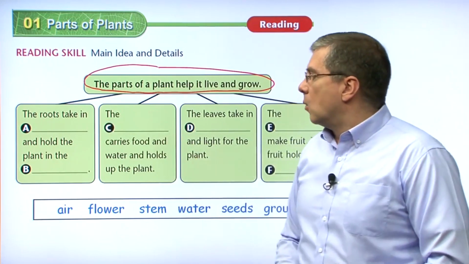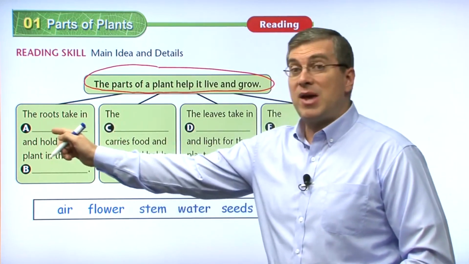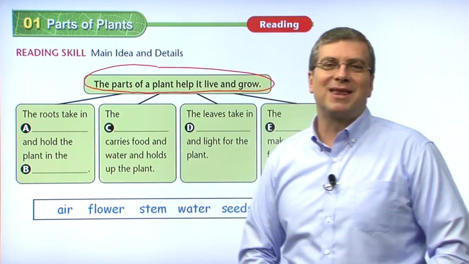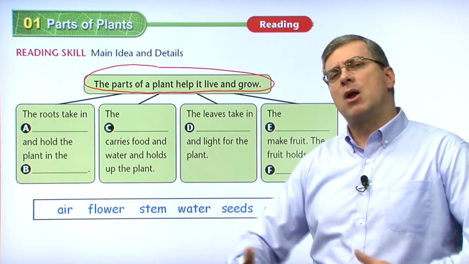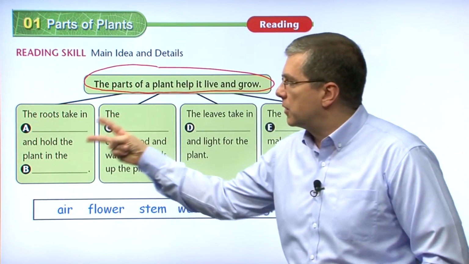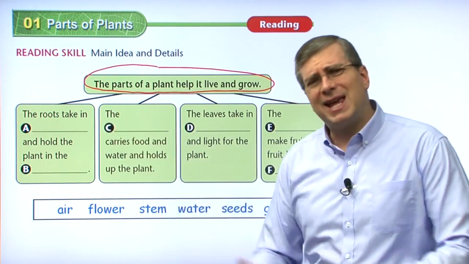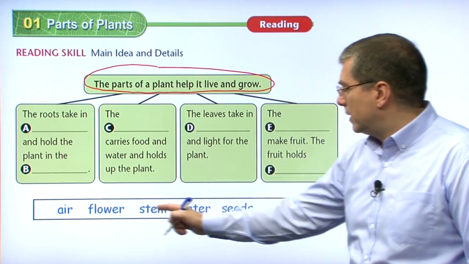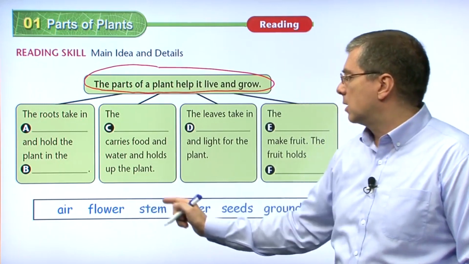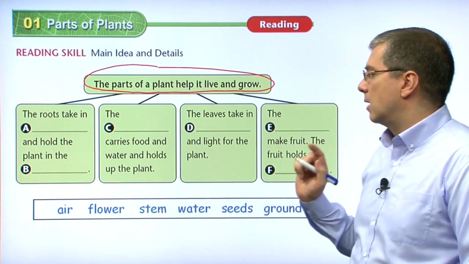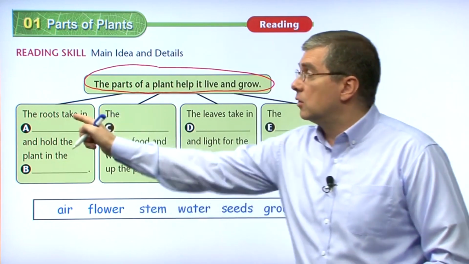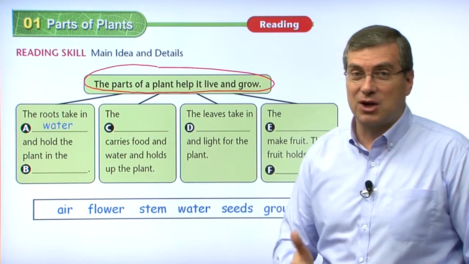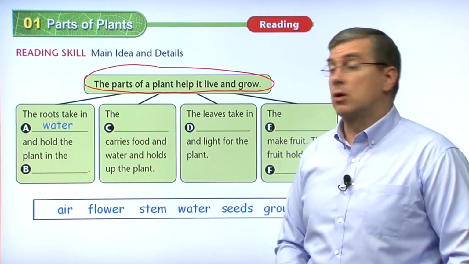Then we see the details. What do the roots do? The roots take in A and hold the plant in the B, okay? So the first part of the plant that we talked about, of course, are the roots. And we can talk about what do the roots do? They do two things. One thing, A, what do the roots take in? Do you remember from our discussion before in the reading? The roots, of course, will take in which word down here? We have air, flower, stem, water, seeds, and ground. So which one of these things do the roots take in? If you guessed water, you are correct. Very good. The roots take in water from the ground.